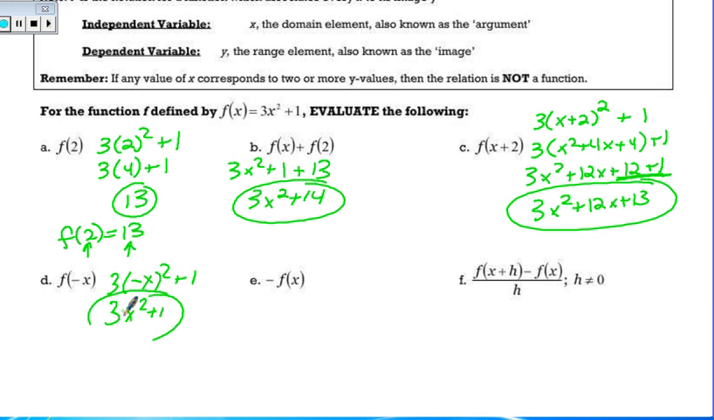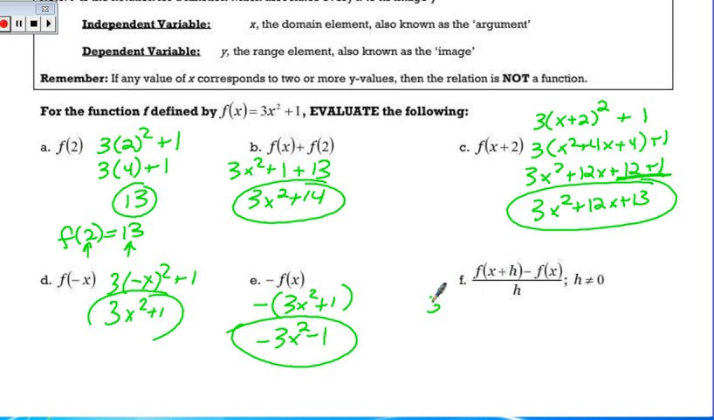Here we're looking for negative f of x, which means we want to take the entire function and negate it. So that means that negative will need to be distributed to both parts. Minus 3x squared minus 1 is what we get here. This here is something that you're going to be using in calculus quite a bit. Right now we're just learning the mechanics behind how to find that. So what we're looking at is first replacing the x with x plus h.